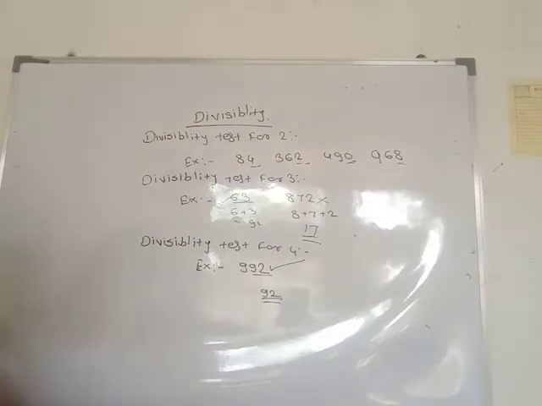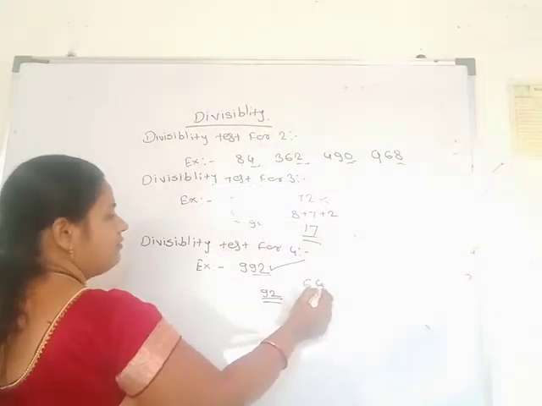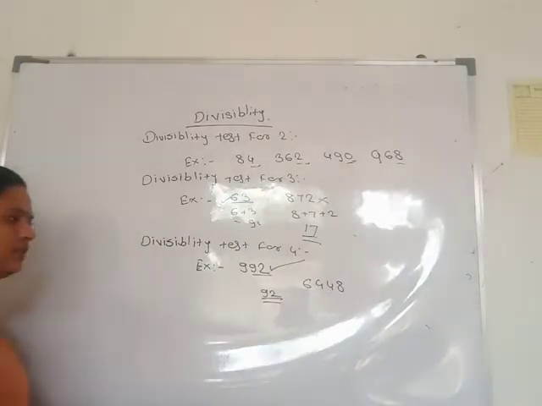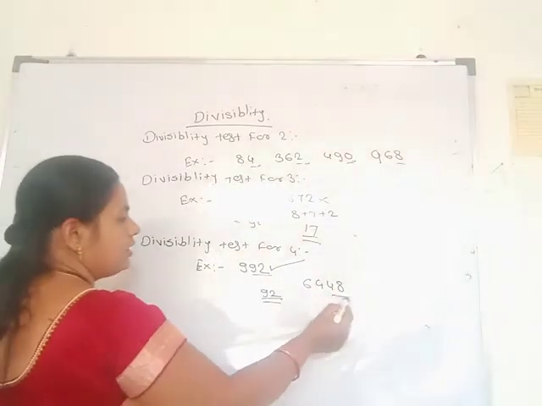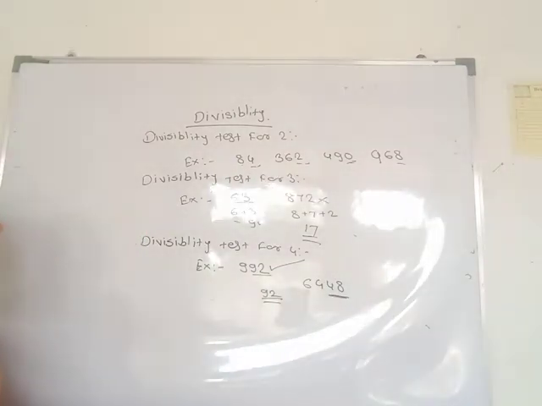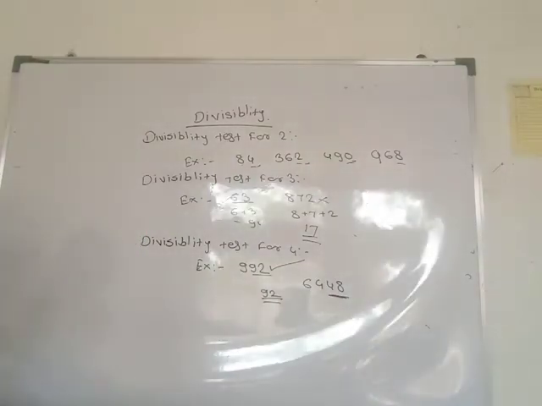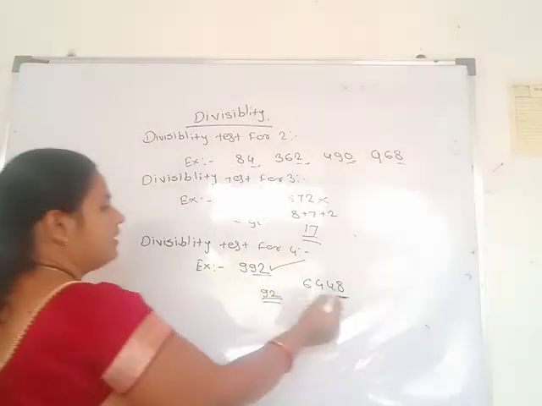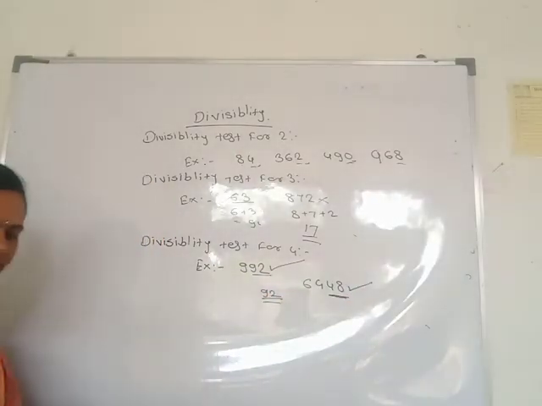Again, one example: 6448. Here the last two digits you see are 48. This 48 is divisible by 4. Therefore this whole number is divisible by 4.